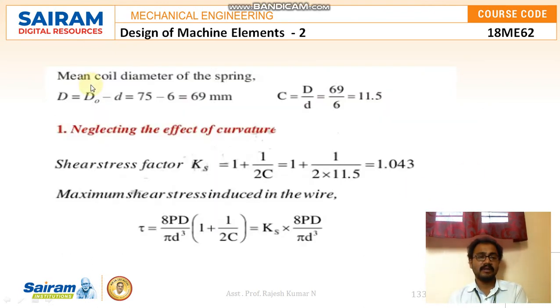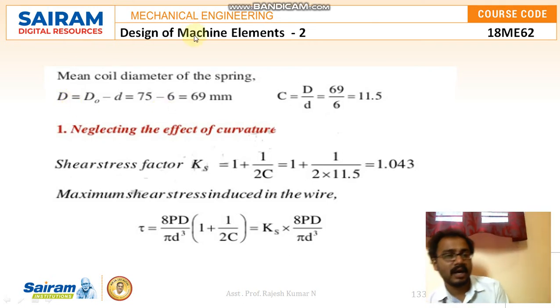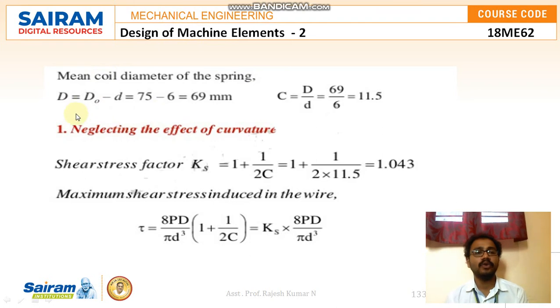So first we need to find out what is the mean coil diameter value. By using this relation, we need to remember this formula. That is capital D, the mean diameter, is equal to outside diameter minus wire diameter. So that is 75 minus 6, which is equal to 69 mm. So now we know the mean coil diameter and the wire diameter. By using these data, let us find out the spring index value. That is C is equal to D by d, so 69 by 6, which is equal to 11.5.